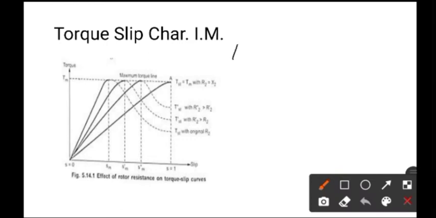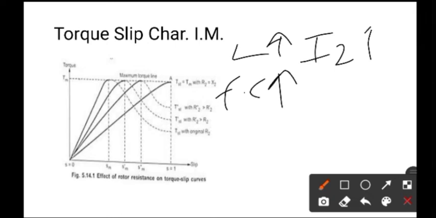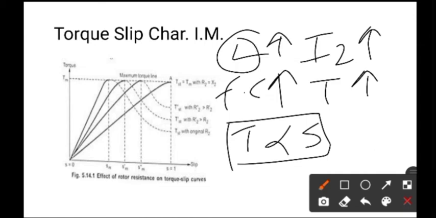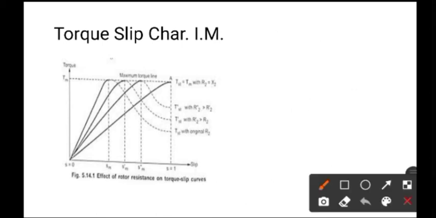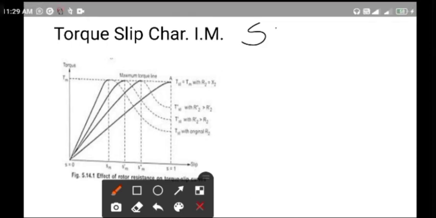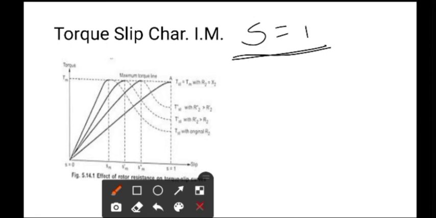When load increases, at that time flux cutting increases, current flowing through the rotor conductor increases, and torque increases. So the equation becomes T is proportional to S. When load increases, current increases, and torque of the induction motor increases. Now we are going to see the next condition, that is when slip is equal to 1, which means the load present on the induction motor is high compared with the previous case.